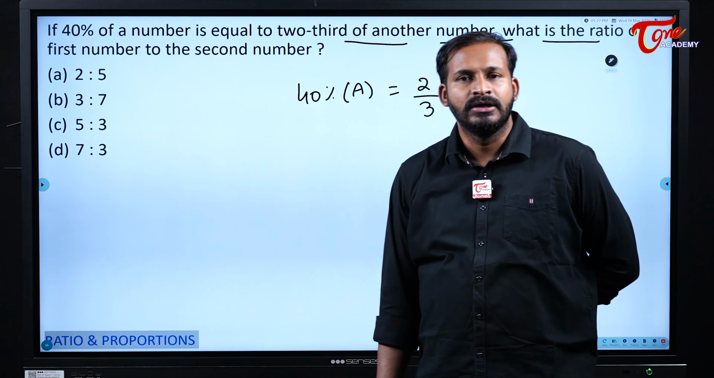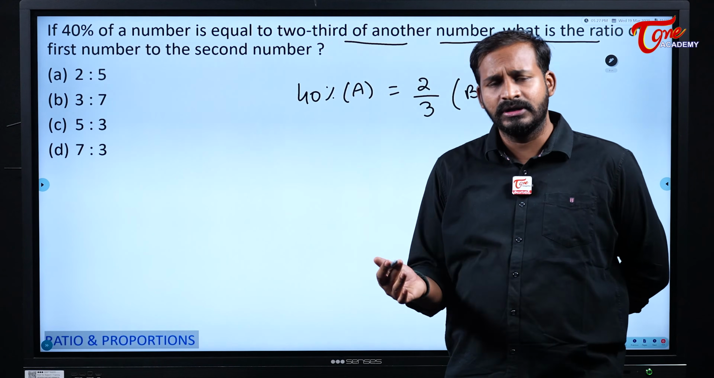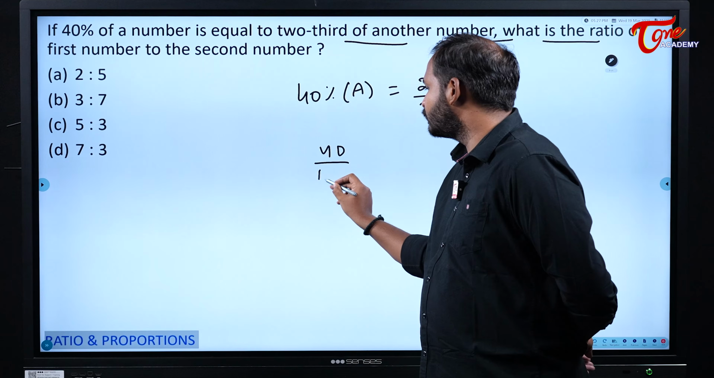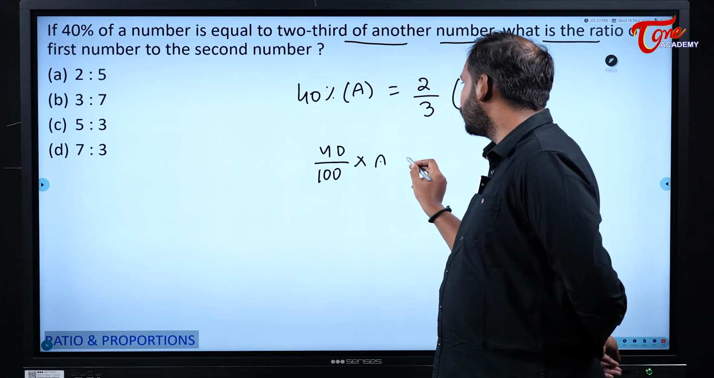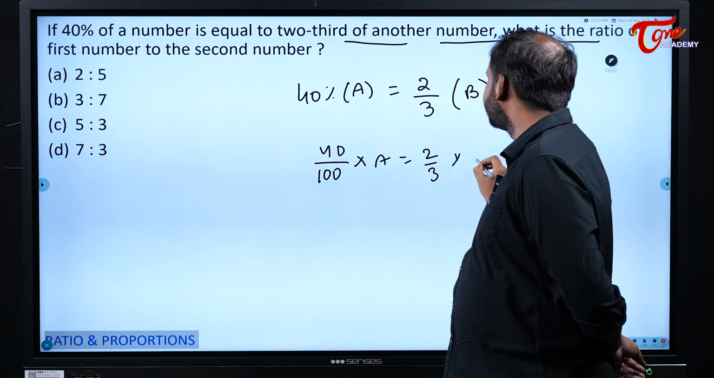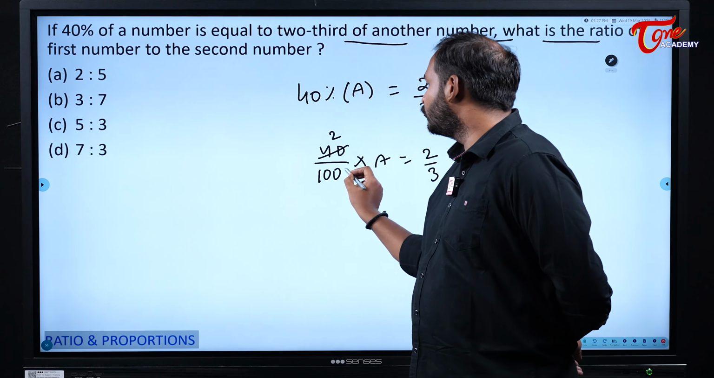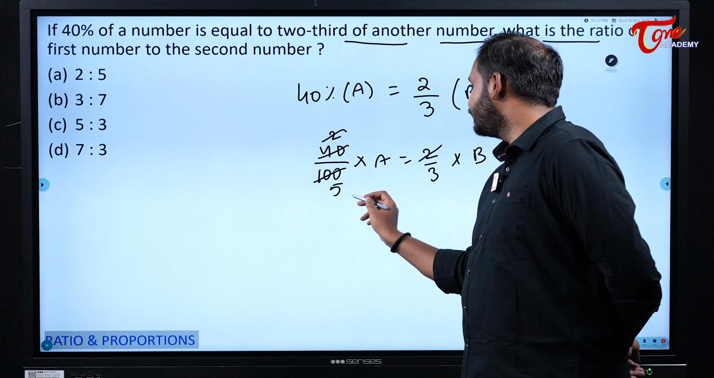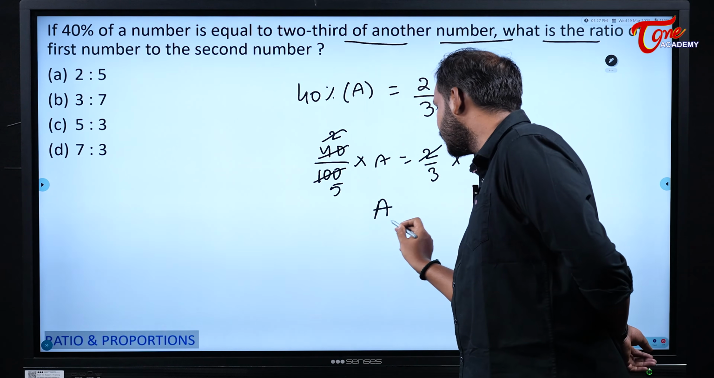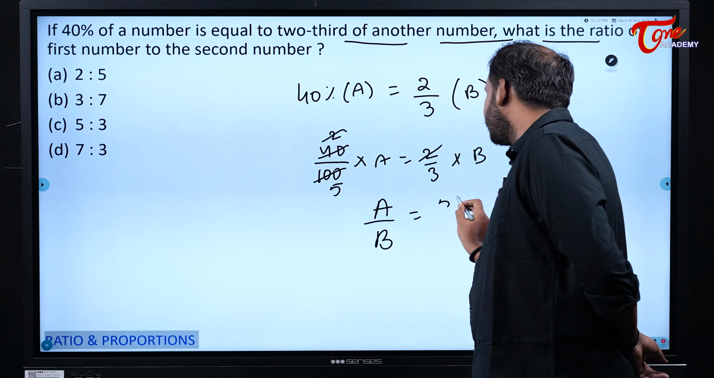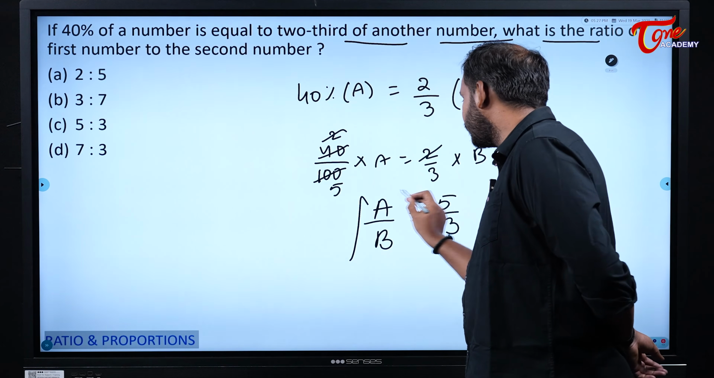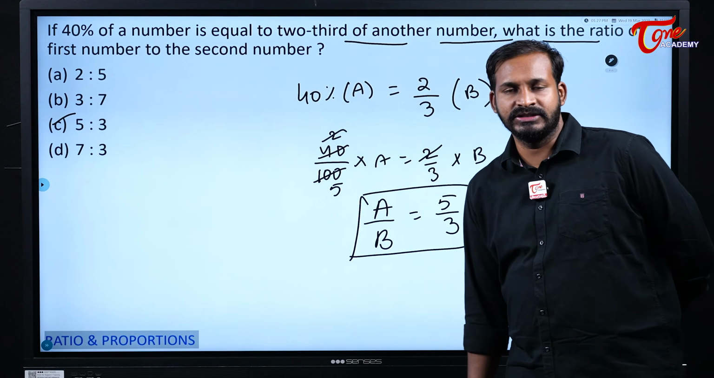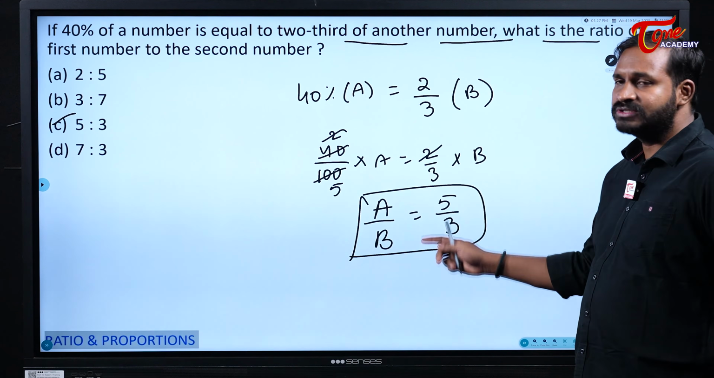40% means what can I write? 2/5, right? If you know it, good. If not, no need to worry. Generally write 40%. If you want to write it in terms of a fraction, 2/5 into A is equal to 2/3 into B. The 2s get cancelled here. So I will send B to this side and 5 to this side. A by B becomes 5/3. So A by B is equal to 5:3. A is to B is 5:3, first number is to second number.